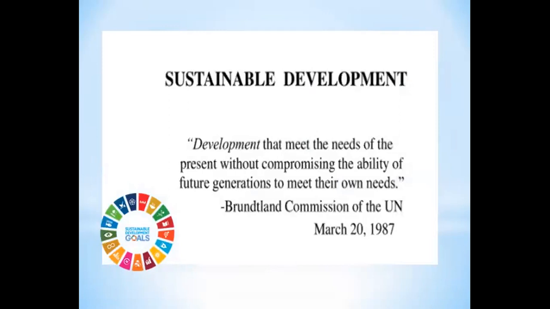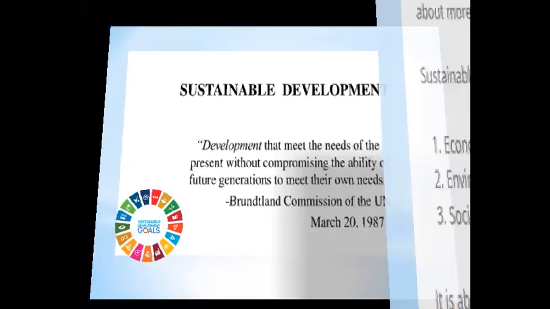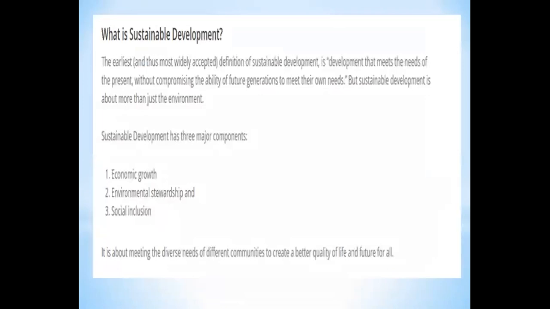Sustainable development is development that meets the needs of the present without compromising the ability of future generations to meet their own needs. This is the earliest and most accepted definition. But sustainable development is about more than just the environment. It basically has three components: economic growth, environmental stewardship, and social inclusion.